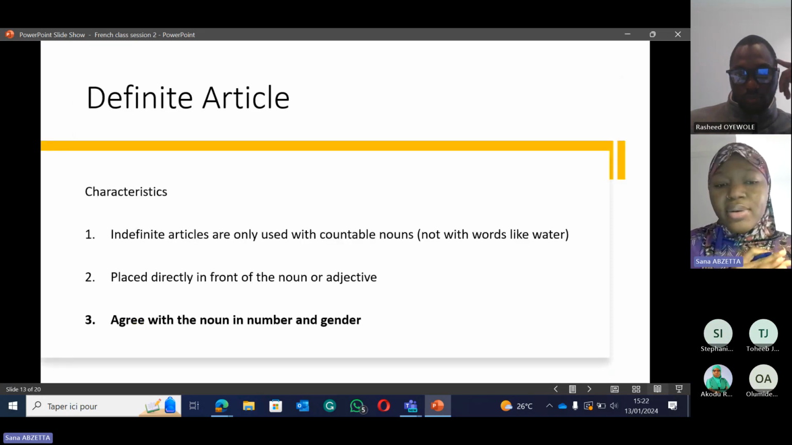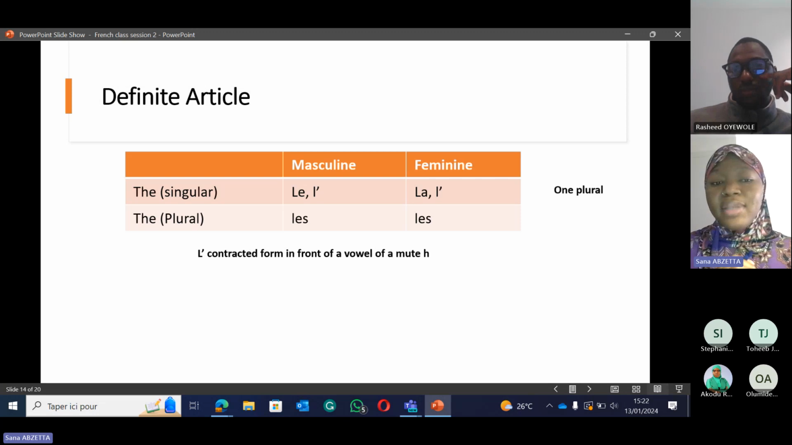So the definite article has the same characteristics as the indefinite. It's only used for countable nouns, is placed directly in front of the noun, and you have to take into account the gender and also the number of the word. In English, we just have the, if you want to say the water or the table, the book, it's just the, either plural or singular. But in French, it's different. If the word is masculine, you use le. Can everyone repeat le?